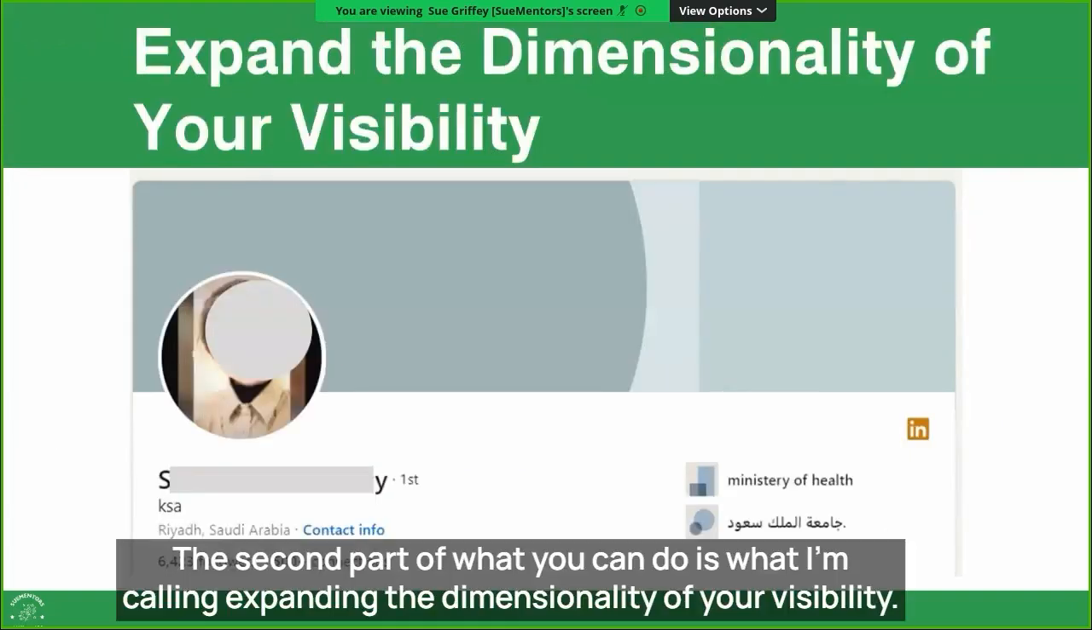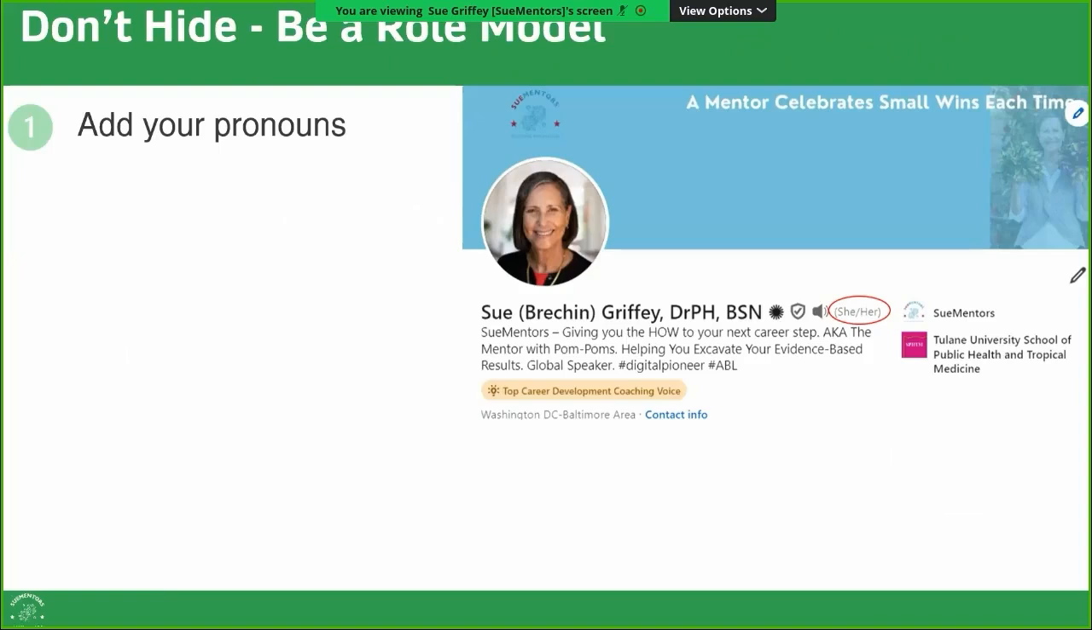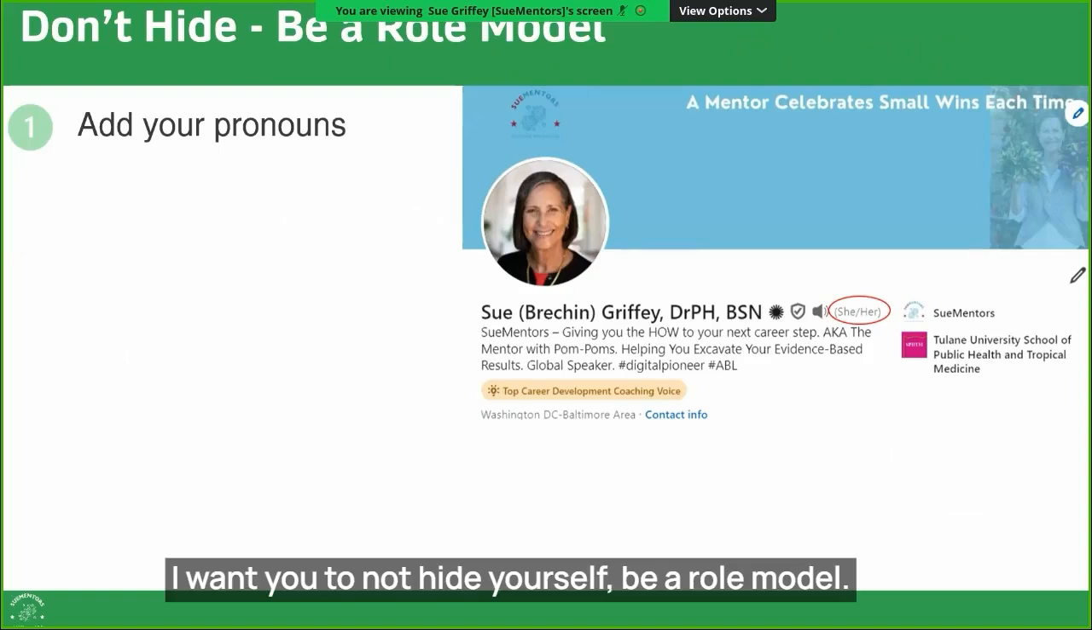The second part of what you can do is what I'm calling expanding the dimensionality of your visibility. This is where tools are available to us virtually that we have not had before, a lot of virtual interactions. I want you to not hide yourself, be a role model. Add your pronouns if you haven't done it.